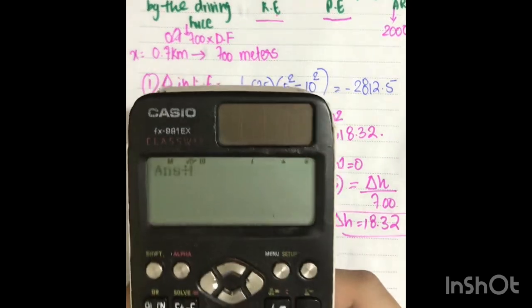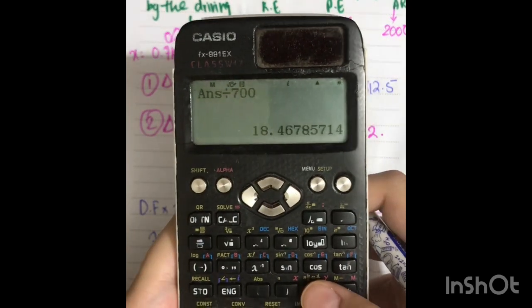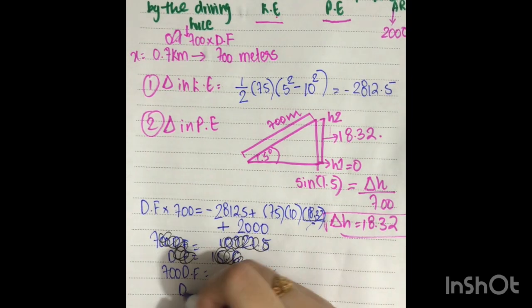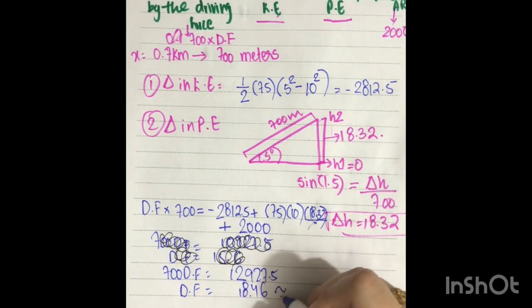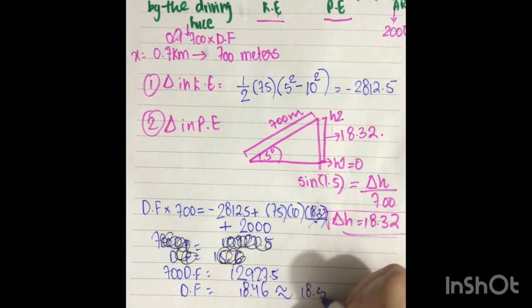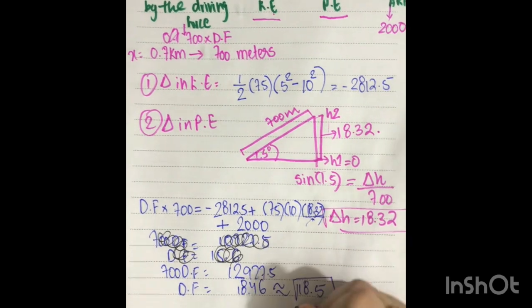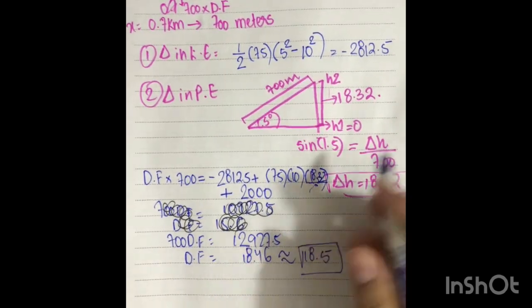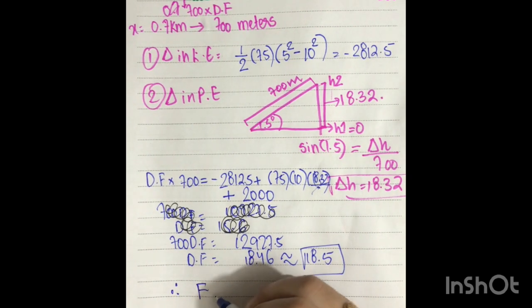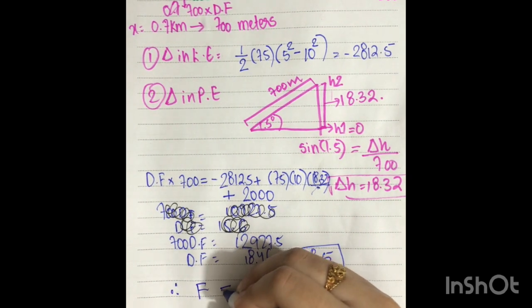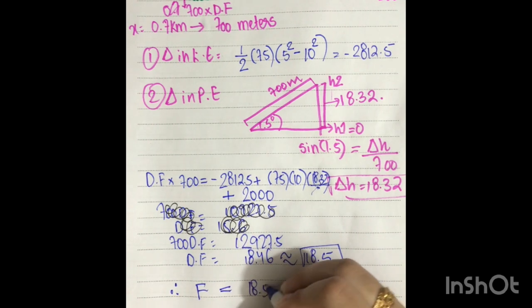And when we divide it by 700, we get the driving force, which is 18.46. So let's round it off to 18.5. And now let's give the final answer as a statement. So hence F is equal to 18.5 Newton.